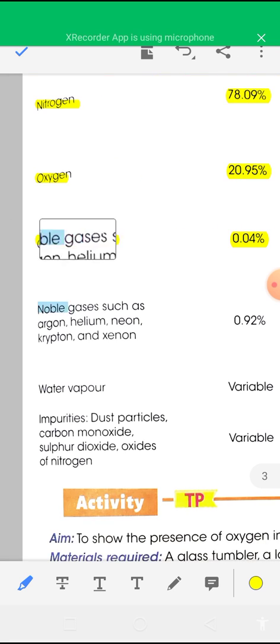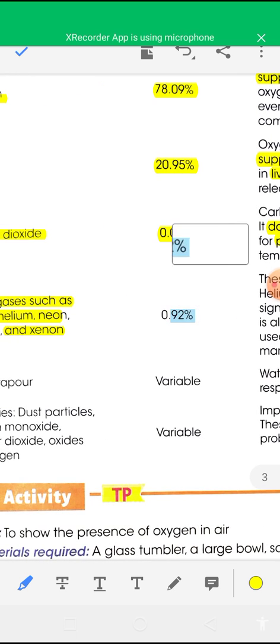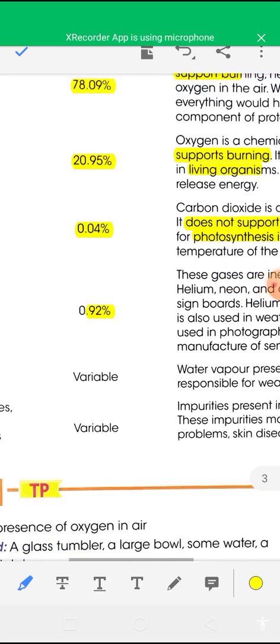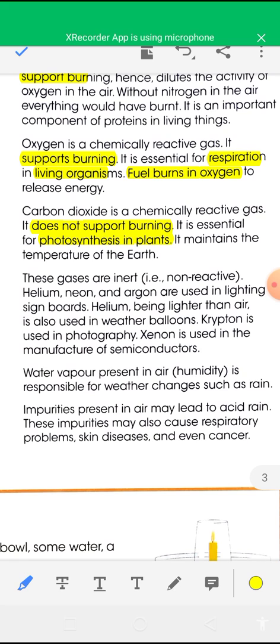Then the noble gases, such as argon, neon, krypton, xenon, and radon, are present at 0.92 percent. Noble gases are inert gases, that is, non-reactive. Helium, neon, and argon are used in lighting signboards.